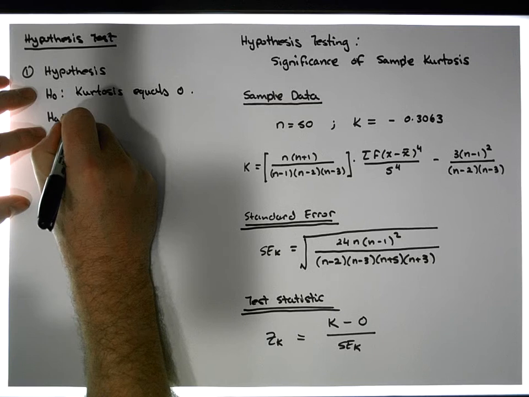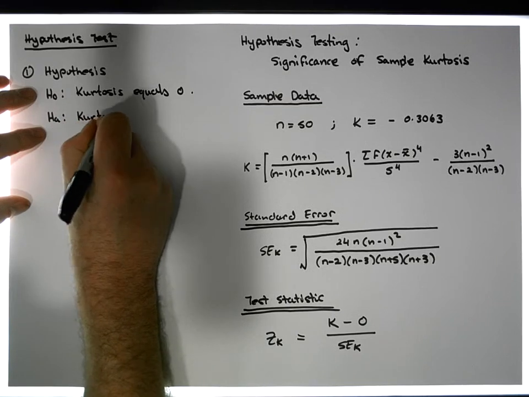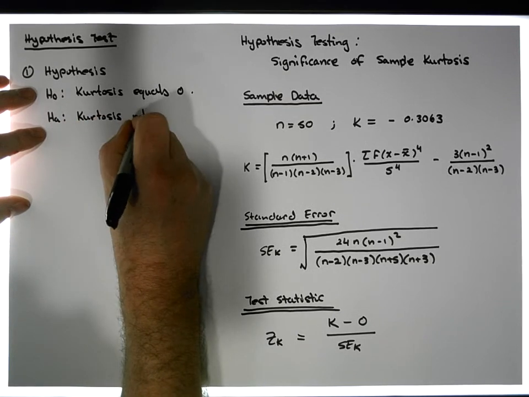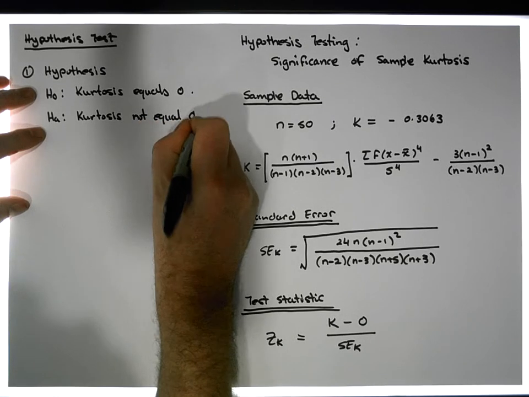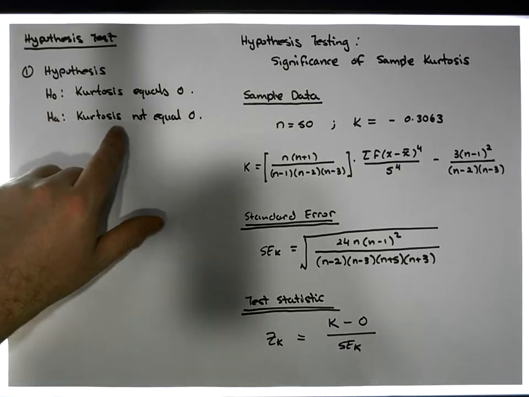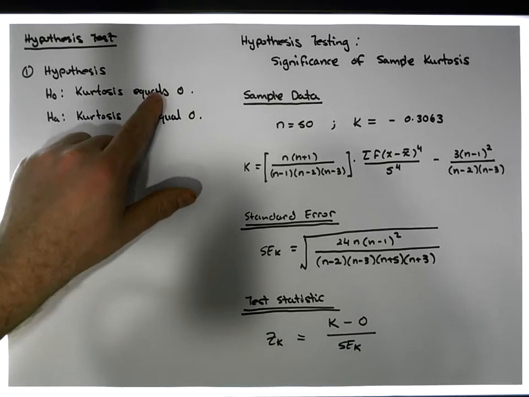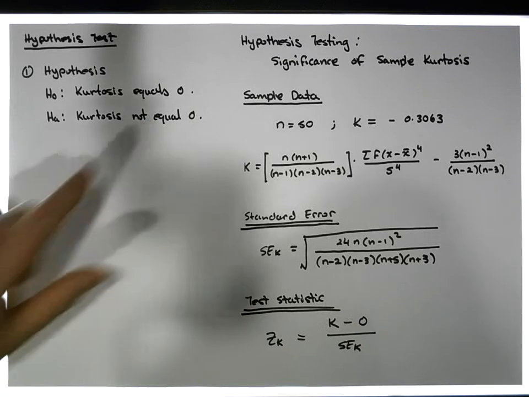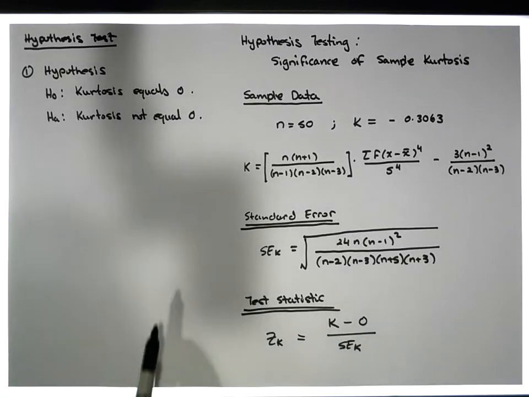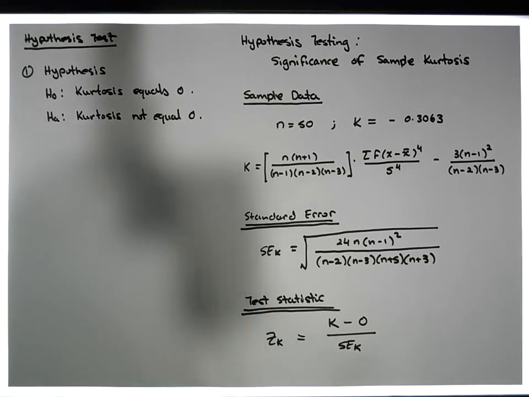The alternative being that the kurtosis is not equal to 0. This is actually a two-tailed test, because all I need to show is that the kurtosis is greater than 0 or less than 0, and what we would have shown is that it's either platykurtic or leptokurtic. That makes sense. But we don't have to do this. We could do a one-tailed test if we want to, but I'm just going to concentrate on a two-tailed test.